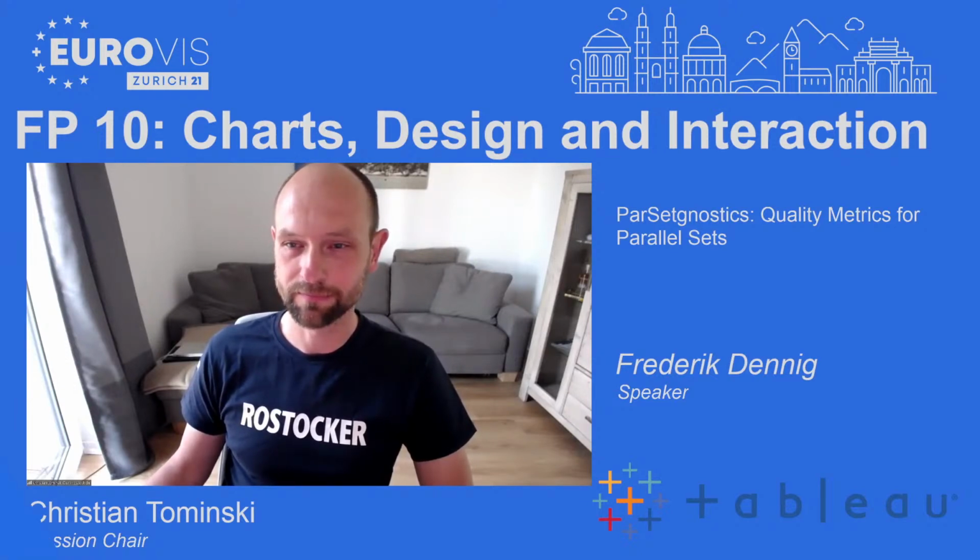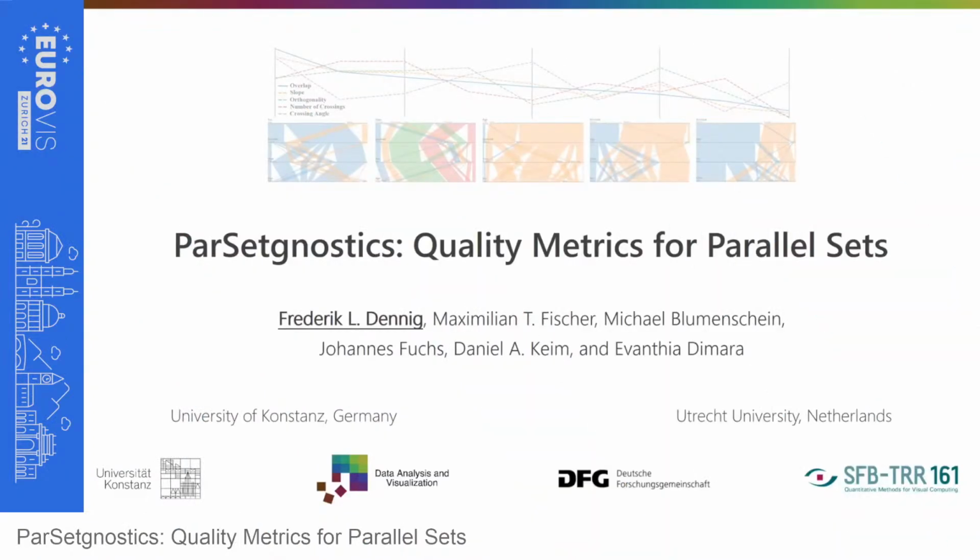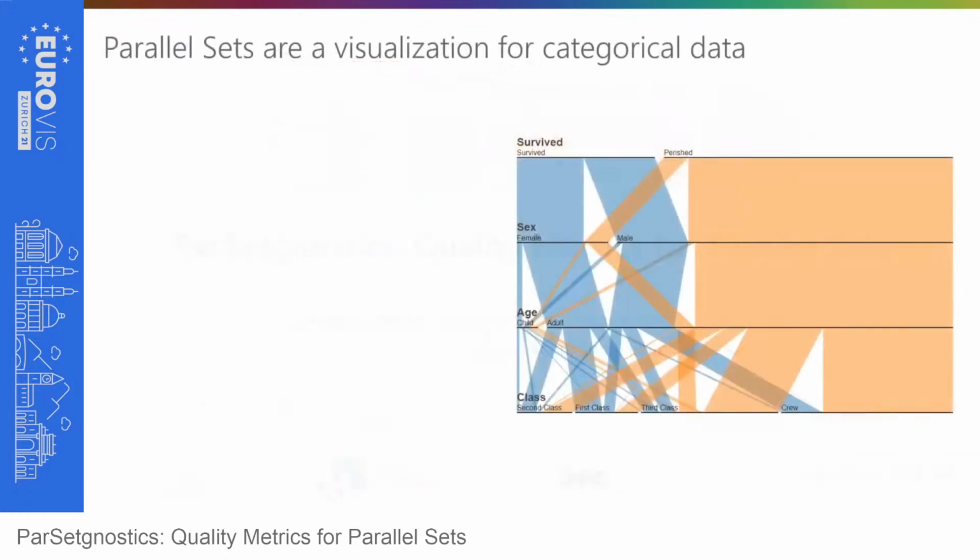For the introduction, my name is Frederik, and I'm going to present our paper, ParSetgnostics: Quality Metrics for Parallel Sets. So let's jump right into the motivation. For the visualization of categorical data, we looked at existing visualizations, specifically for subsets and subset patterns. Here we found parallel sets, a visualization designed for subsets of categorical data. It visualizes subsets of the data by their categories with increasing granularity.